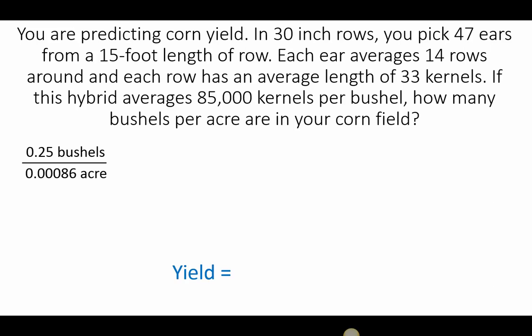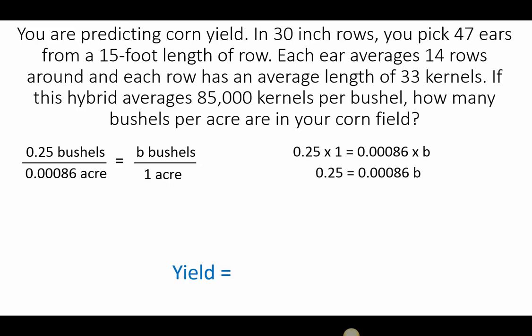0.25 bushels over 0.00086 acres equals B bushels over 1 acre. Cross multiply, and 0.25 equals 0.00086 B. B equals 0.25 divided by 0.00086 to give us 290.7 bushels per acre.